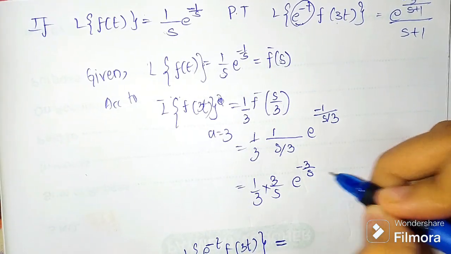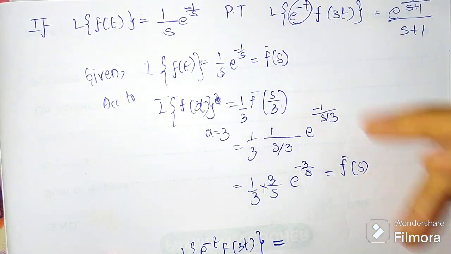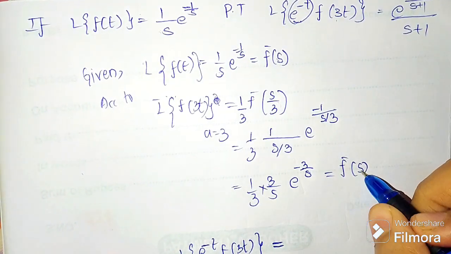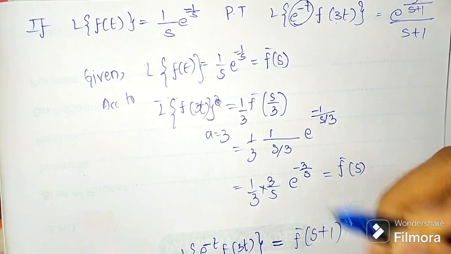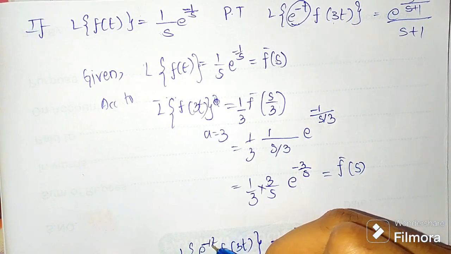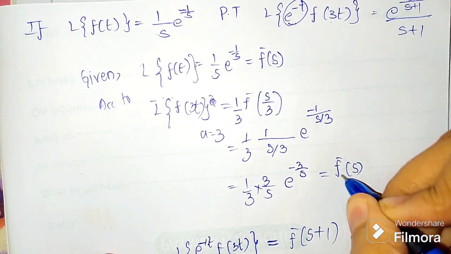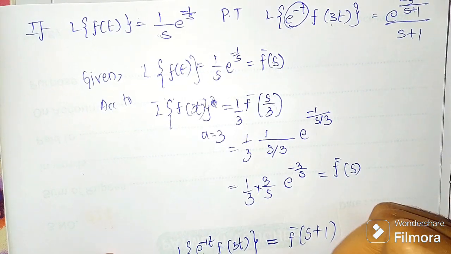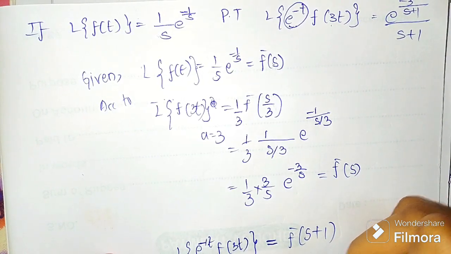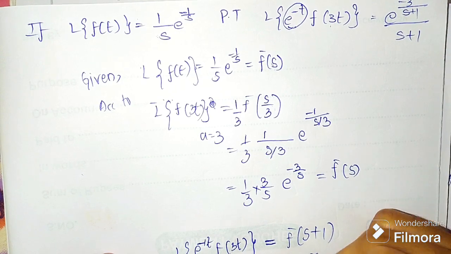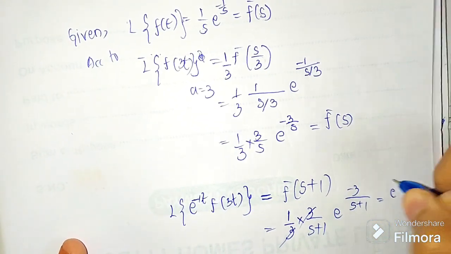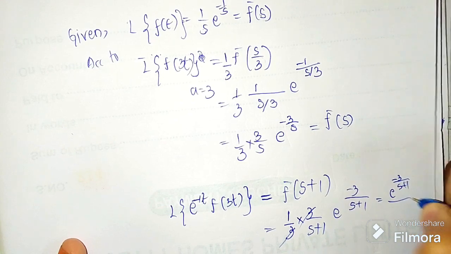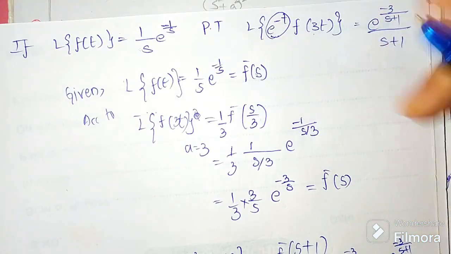So now this is my f bar of s. Now how should I shift? I should shift s to f bar of s plus 1, right? Because here minus 1 is there. A is minus 1, so put s plus 1 in place of s. You got your answer: 1 by 3 into 3 by s plus 1, e power minus 3 by s plus 1, which is nothing but e power minus 3 by s plus 1, by s plus 1. This you have to prove. You proved it.